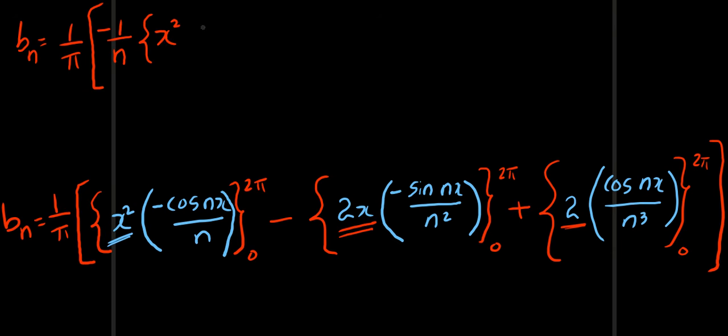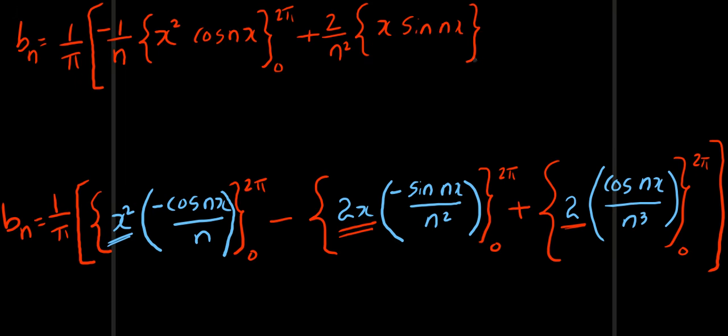Minus 1 by n x square cos nx within the limits 0 to 2 pi, and plus 2 by n square x sine nx within the limits 0 to 2 pi, and finally 2 by n cube cos nx within the limits 0 to 2 pi. Okay, that's it. Now time to attack.